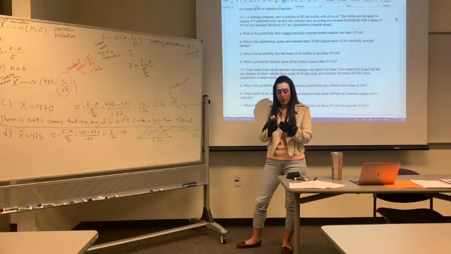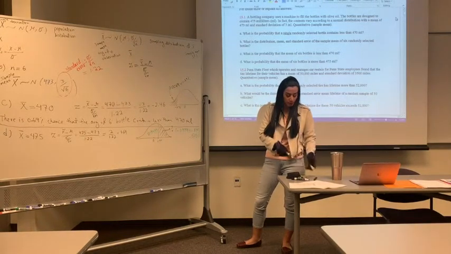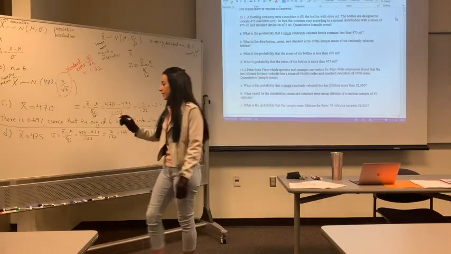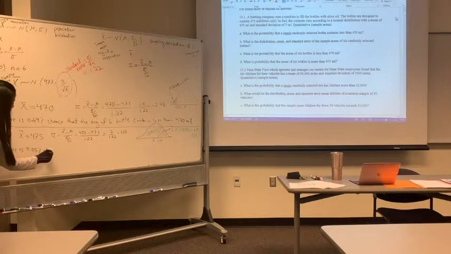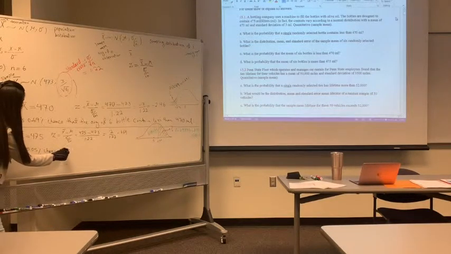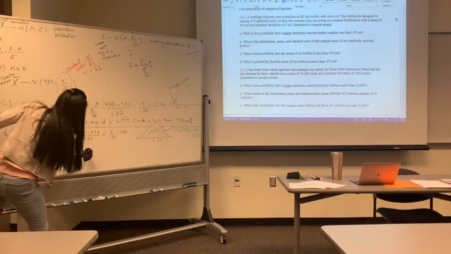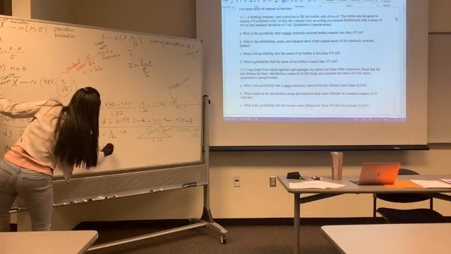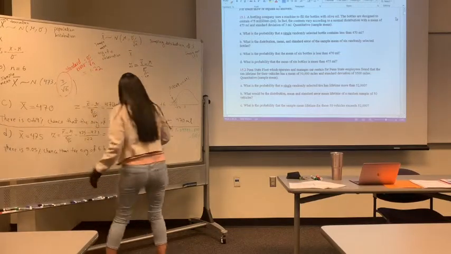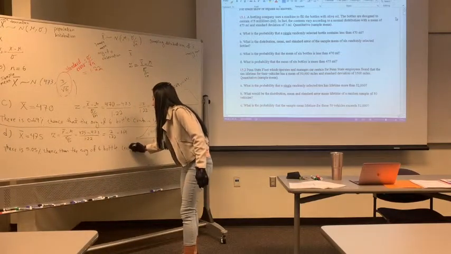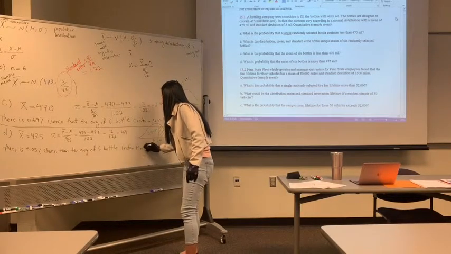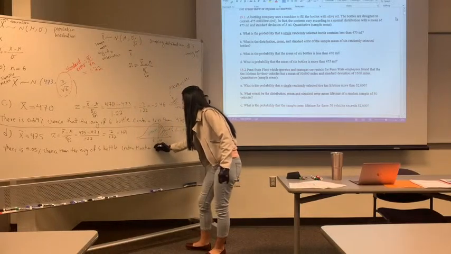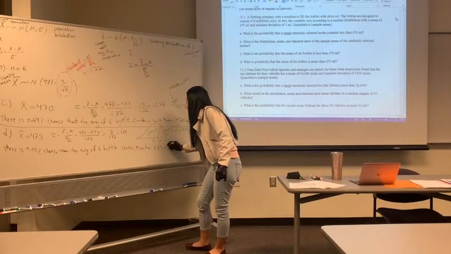So now, there is a 5.05% chance that the average of 6 bottles contains more than 475 milliliters.